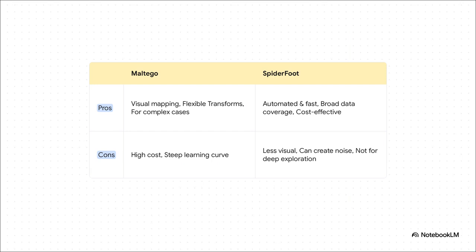It's kind of funny. Maltego gives you this unbelievable visual mapping and flexibility for really complex cases, but all that power comes with a pretty steep learning curve and, yeah, a high price tag. Now, on the flip side, SpiderFoot is super fast, it's affordable, and it covers a huge amount of ground automatically. The trade-off? Well, it's way less visual, it can generate a lot of noisy data or false positives, and it's really built for reviewing reports, not for that hands-on exploration.